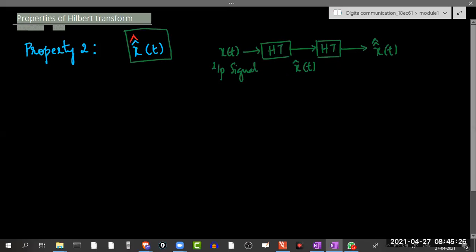Now, if I rewrite, what I'll do is replace this Hilbert transformer with its transfer function, and we all know that it's given as negative j signum of f.